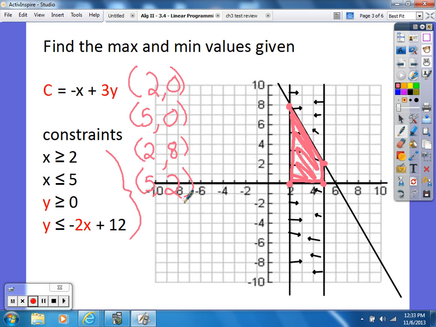Okay. So now that I have my points, I'm actually trying to maximize and minimize this function they gave me. They have to give me that function in some way. So I'm going to plug the 2 in for x and the 0 in for y. I'm going to do them right beside the point. So negative 2 plus 3 times 0. And if I do that math, I get negative 2. Go ahead and figure out the other 3 values.